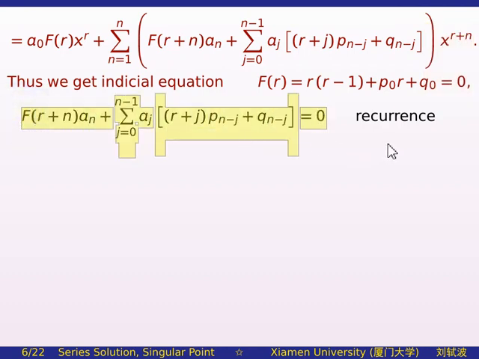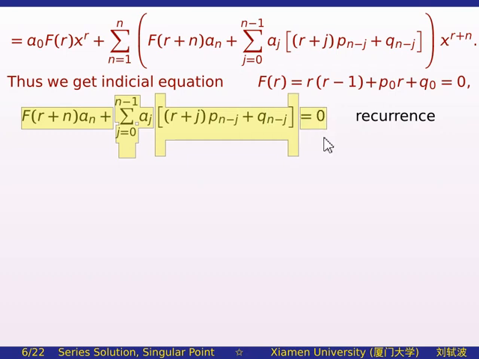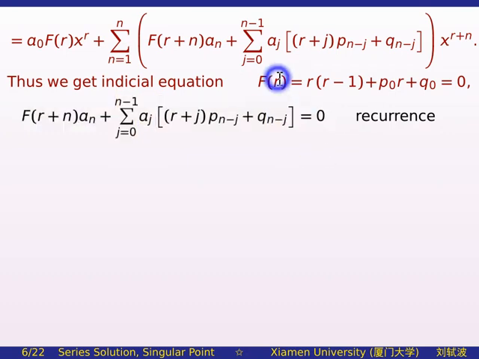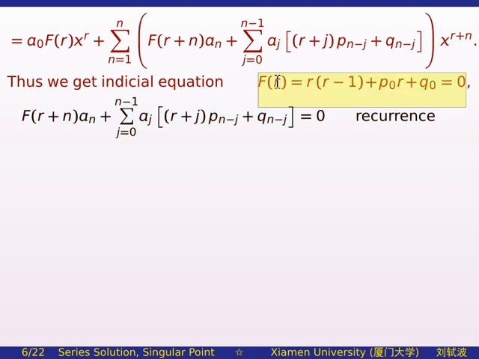This equality is called the recurrence relation. So we expect to determine the a_n from this recurrence relation. But we first need to take a suitable r from this initial equation, to determine r. So this is an equation of r, a quadratic equation.